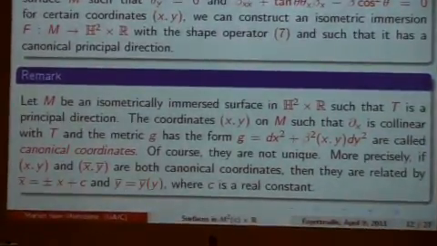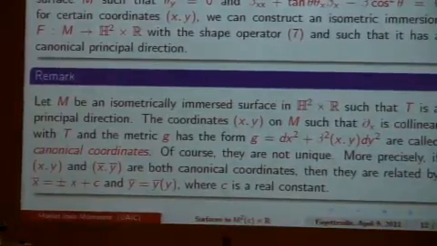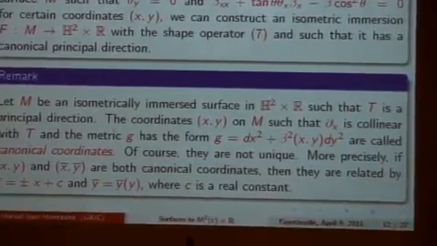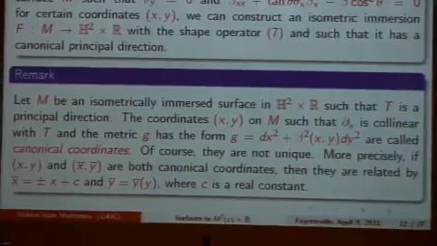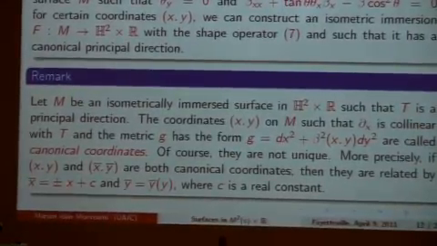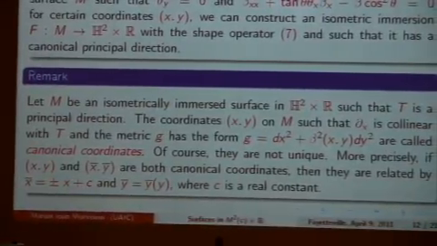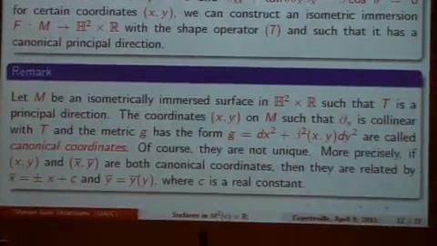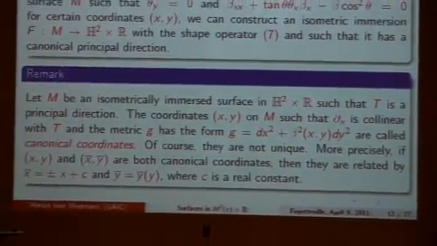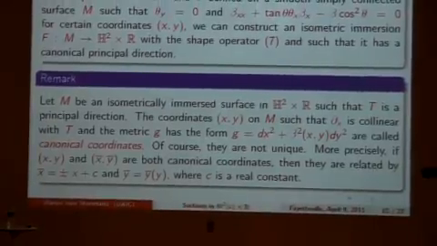They are not unique, but these canonical coordinates are related by this expression. So in fact, this is more or less unique. It's up to translation and to change of sign, but Y is quite arbitrary.